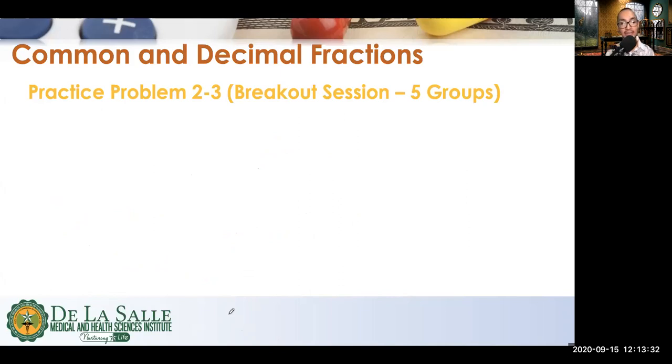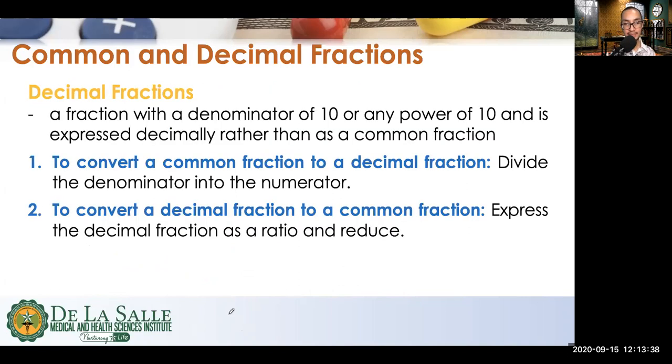Now, the next topic after this is decimal fractions, which is basically your fraction, but in a decimal format. So you may have, for example, 0.2, 0.125, etc. You can interconvert your fractions into decimal fractions or into decimal numbers, and vice versa.